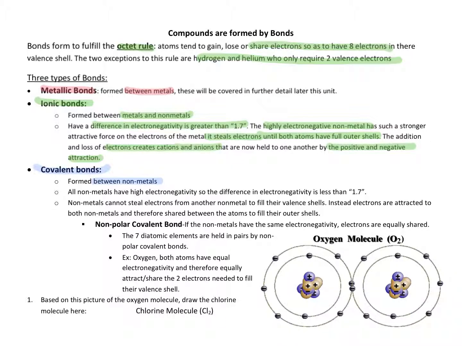For all nonmetals, they have high electronegativities, so the difference in electronegativity is less than 1.7. Electronegativity is the ability to attract an electron. All of the nonmetals are really capable of attracting electrons. Nobody's weak enough to just steal an electron from, so you can't steal electrons anymore. Because of that, because our nonmetals cannot steal electrons from other nonmetals, they are attracted to both nonmetals and therefore shared between the atoms.